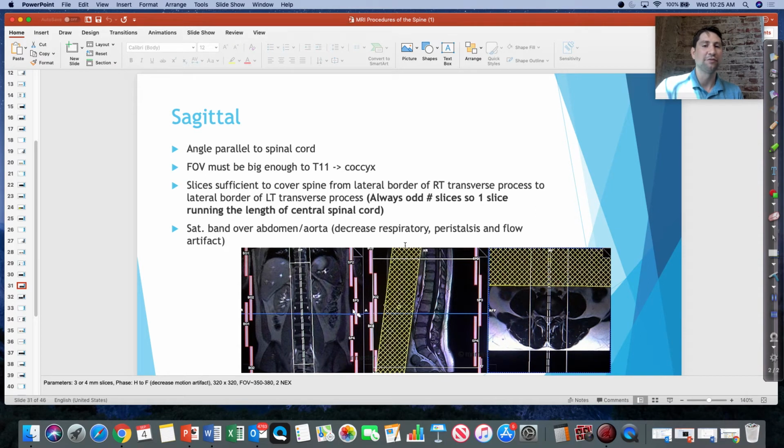Our sat band is now going to go over the abdomen. You could even add in another sat band in this direction if you want, but make sure you're covering the abdominal aorta. You're going to get a big flow artifact if you don't. You're going to get respiration artifact if you don't put this sat band. So make sure you're putting this sat band to reduce any type of artifact streaking across your image in the phase direction. Even if they don't have a really big breathing artifact, just from peristalsis alone, your bowel contracting and relaxing constantly, digesting food could cause an artifact.